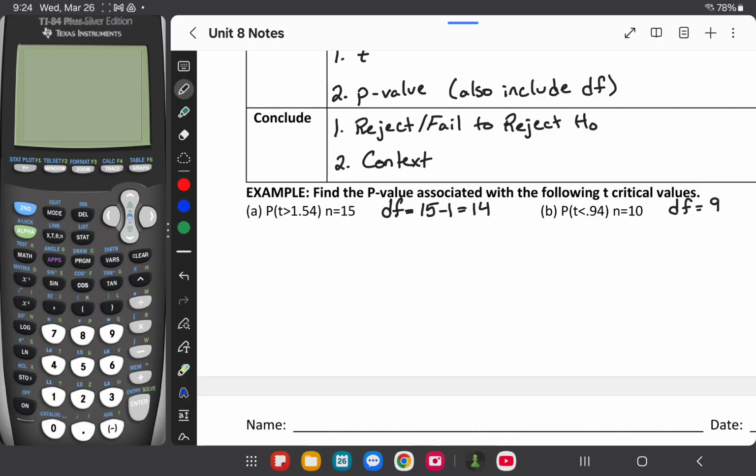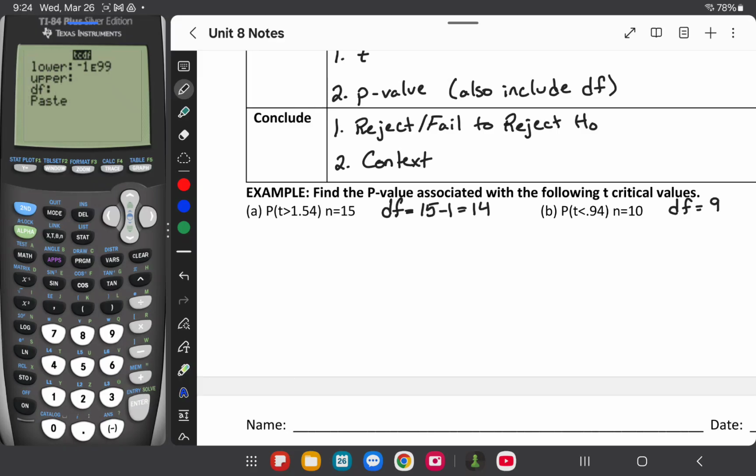So in our calculator, we're going to be able to find these by using the distributions menu of our calculator. So second vars to get there, and then we're going to be using tcdf because we're looking for the area under the curve.